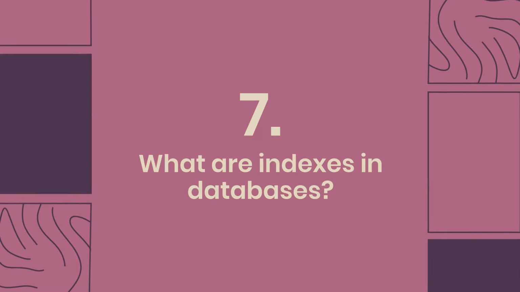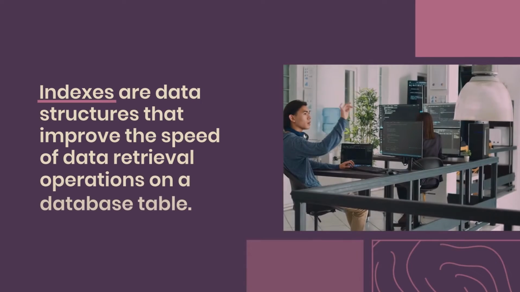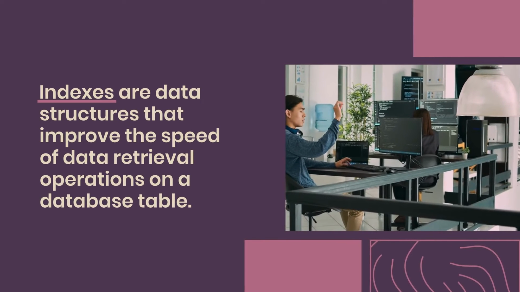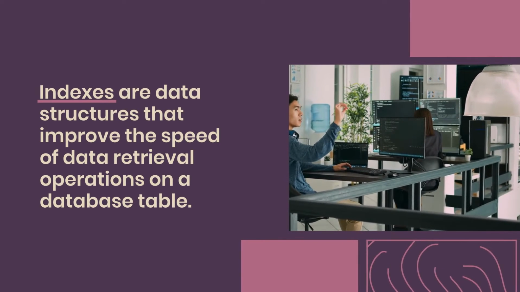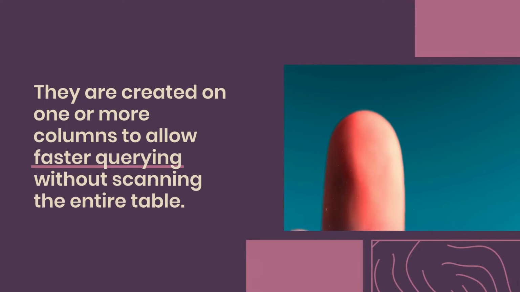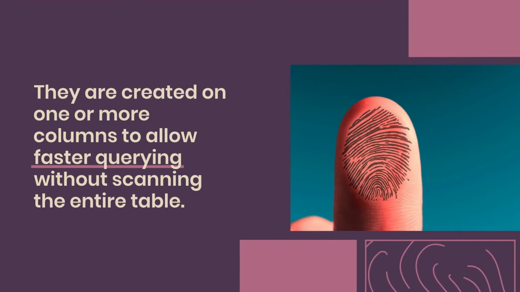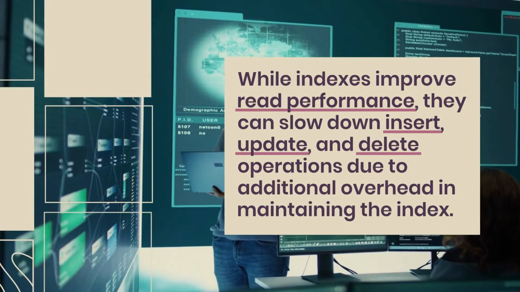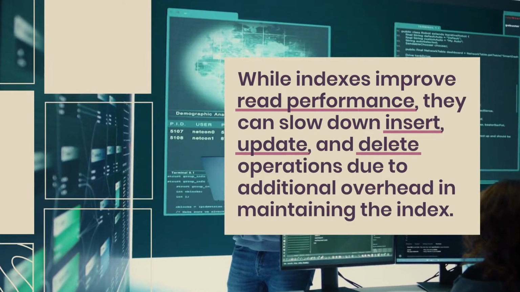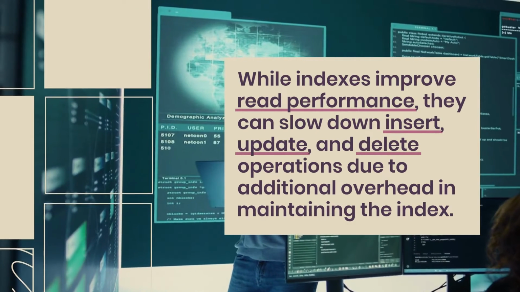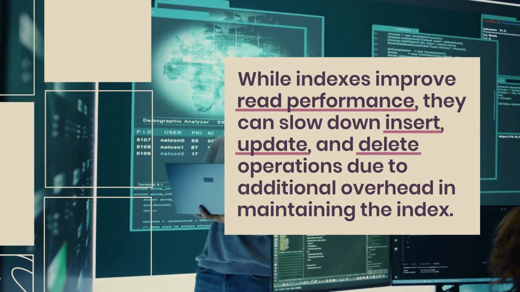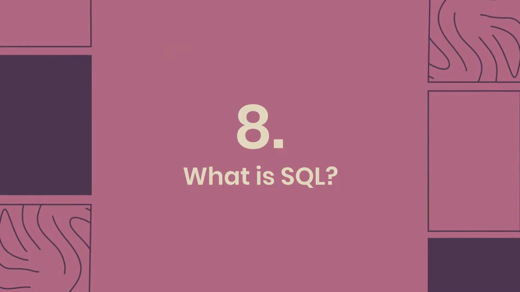7. What are indexes in databases? Indexes are data structures that improve the speed of data retrieval operations on a database table. They are created on one or more columns to allow faster querying without scanning the entire table. While indexes improve read performance, they can slow down insert, update, and delete operations due to additional overhead in maintaining the index.